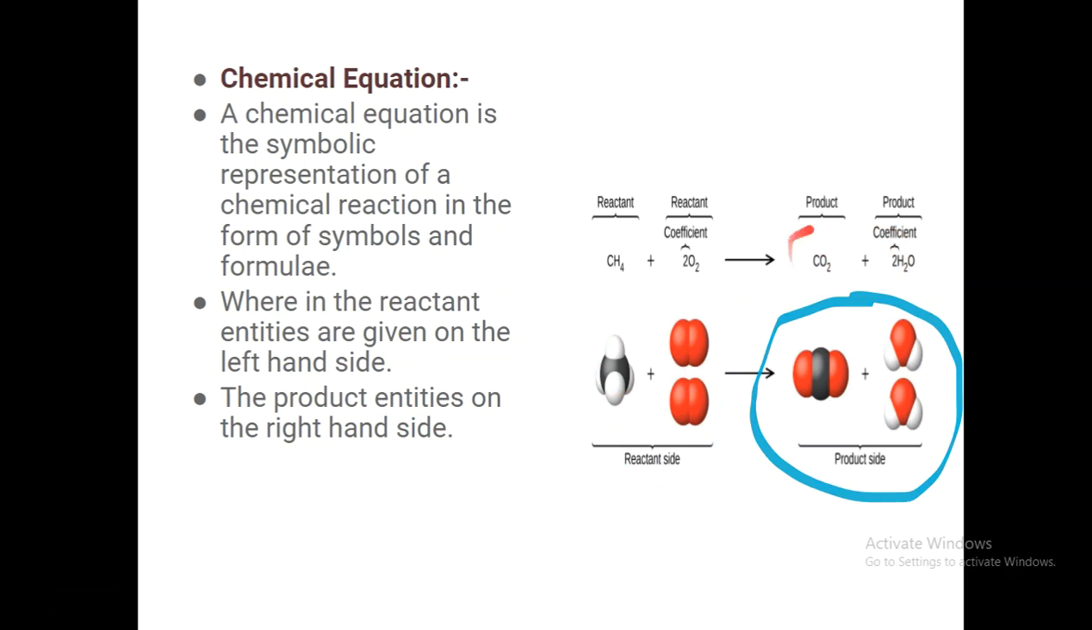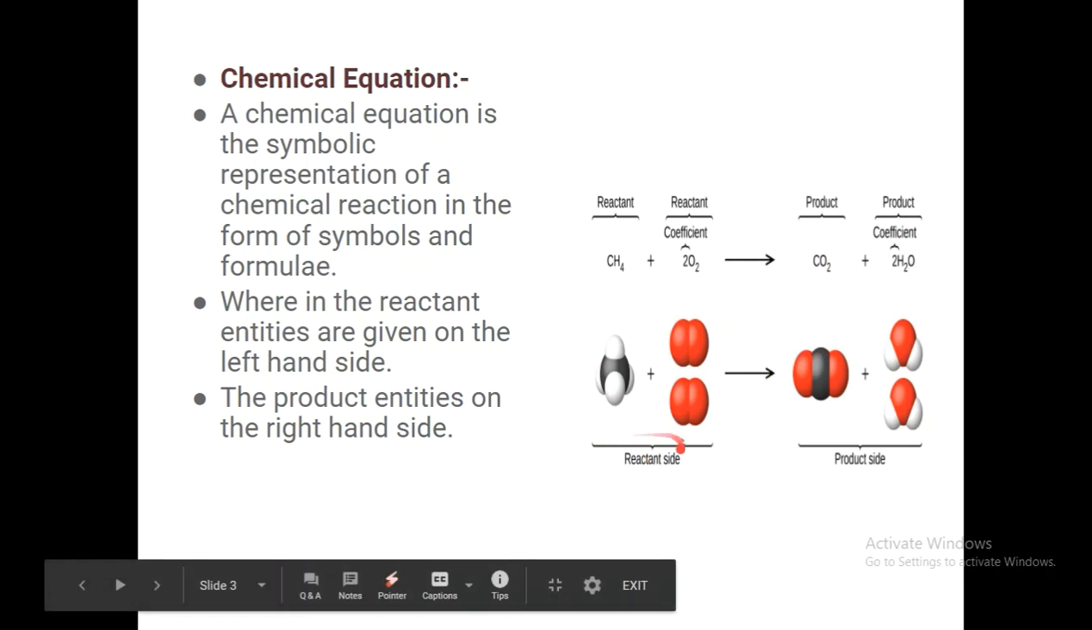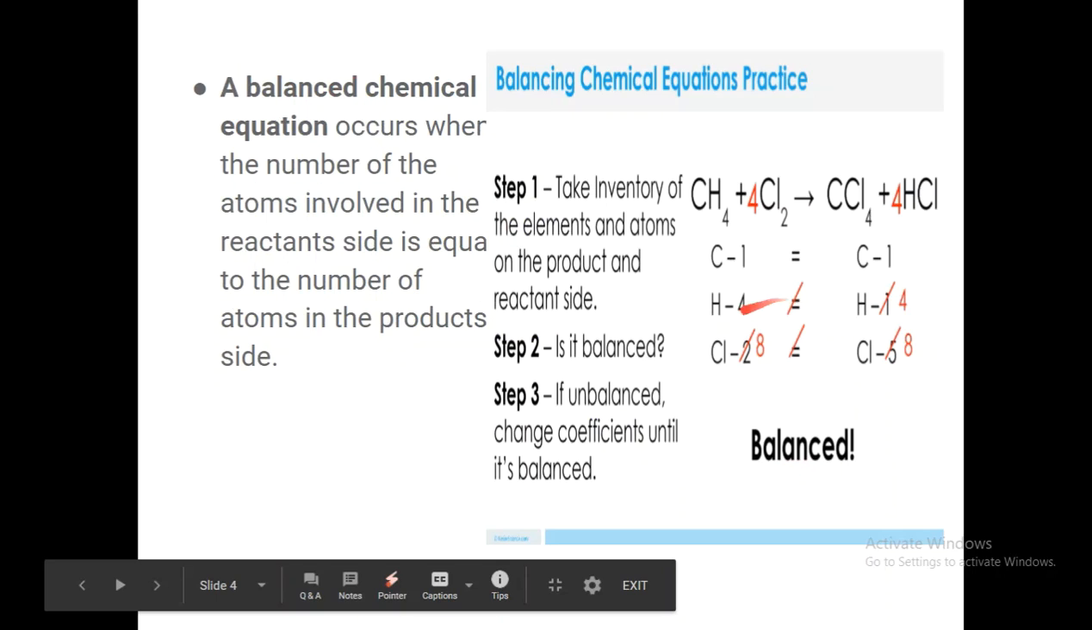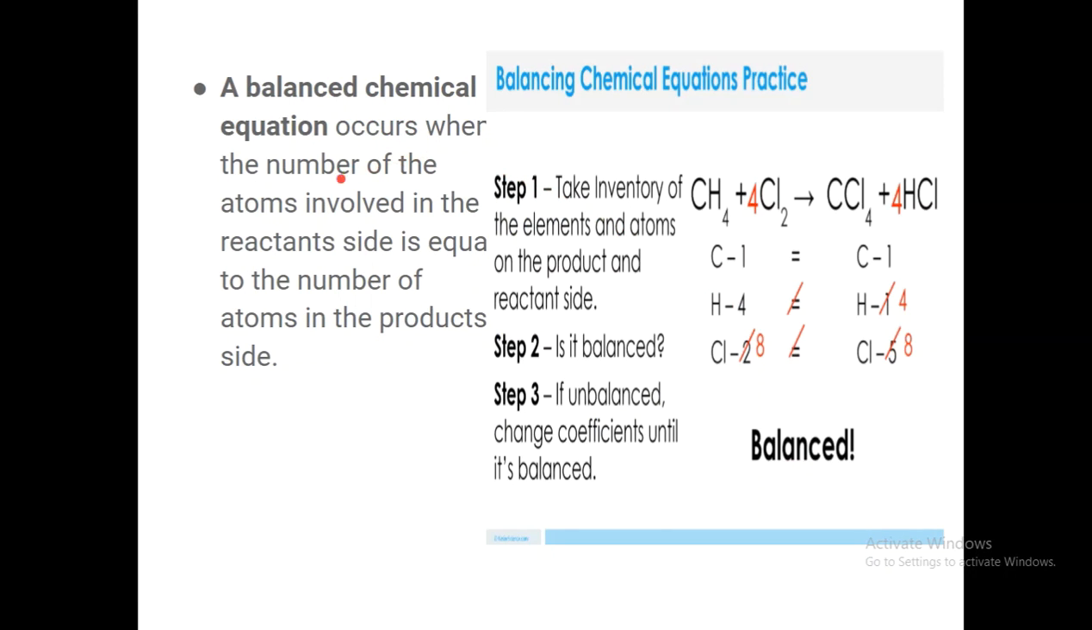So this side is called the product side. Here you can observe the image: the reactant is on the left side and the product is on the right side. Then a balanced chemical equation is one where the number of atoms of each element on the reactant side is equal to the number of atoms on the product side. So there should be a balancing, right?